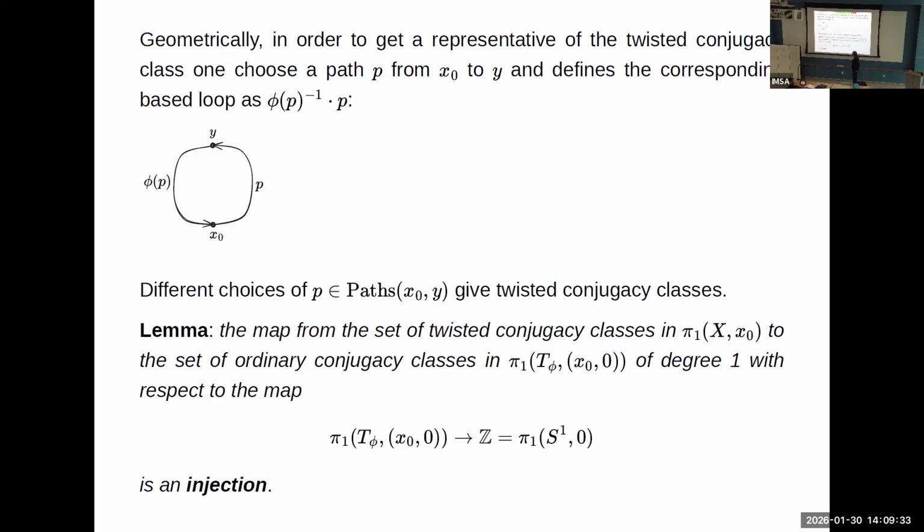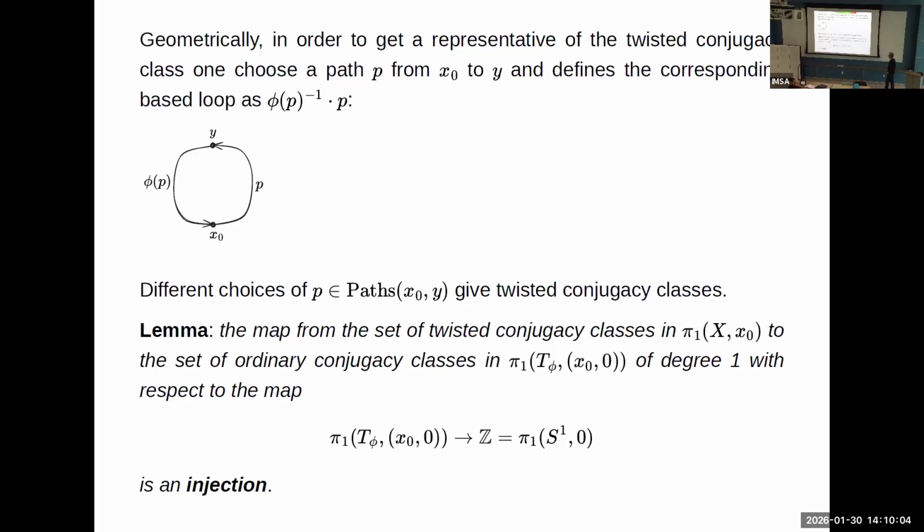Then apply the automorphism, I get the same path. Actually, it should be phi inverse. I get another path from x0 to y as well. But now change orientation, compose them, I get a loop, an element of the fundamental group. And if I draw a little diagram, if we make two different choices of paths, then they will be twisted conjugate.